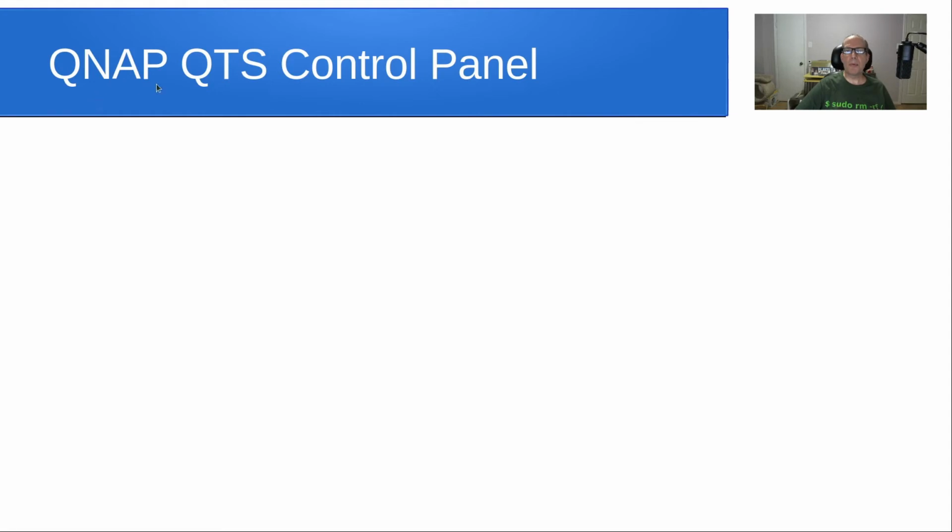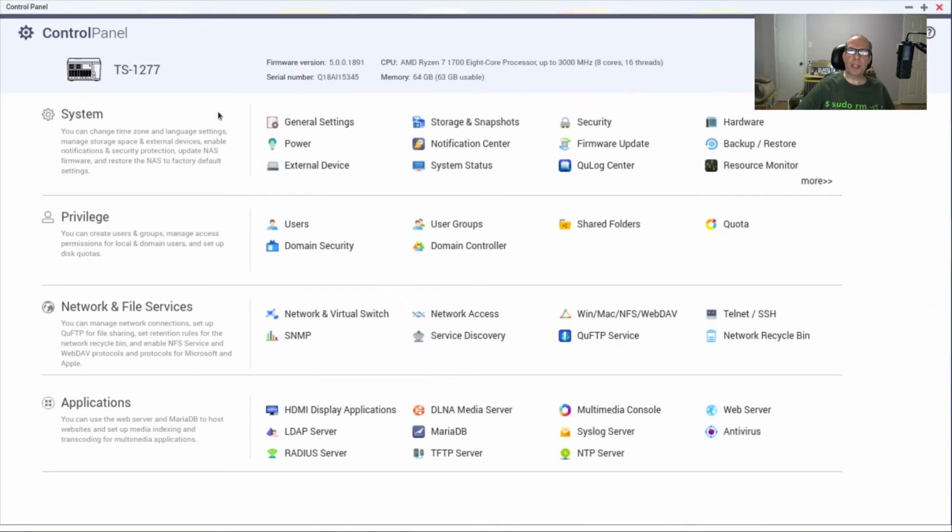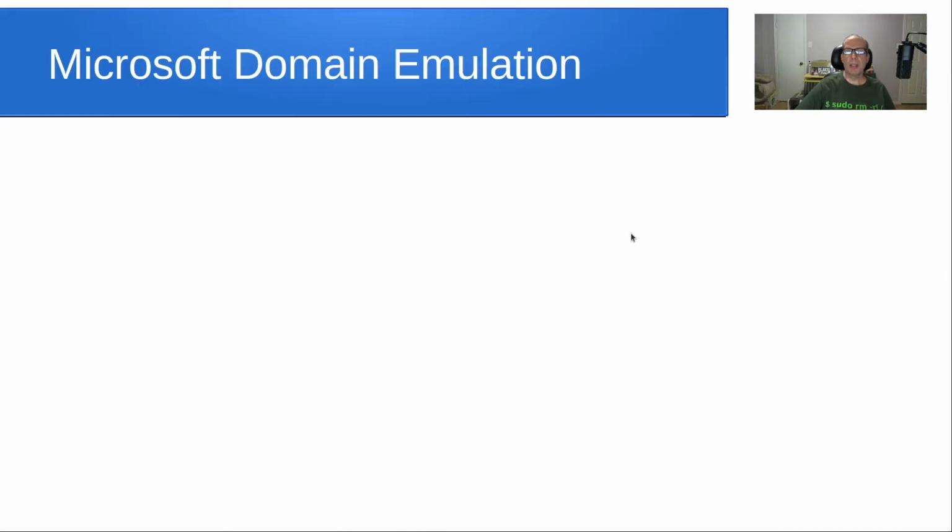And then we have the QNAP QTS control panel. And QTS is basically the operating system for QNAP NASs. And this just reports at the top that I'm on a TS-1277, and it shows me various system settings, privilege settings, network settings, and application settings. Each one of these kind of being their separate app unto themselves. The interface is all a web-based interface, where they manipulate screens inside of a web window.